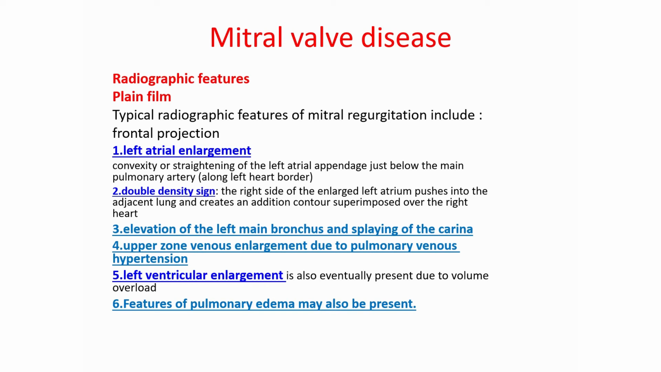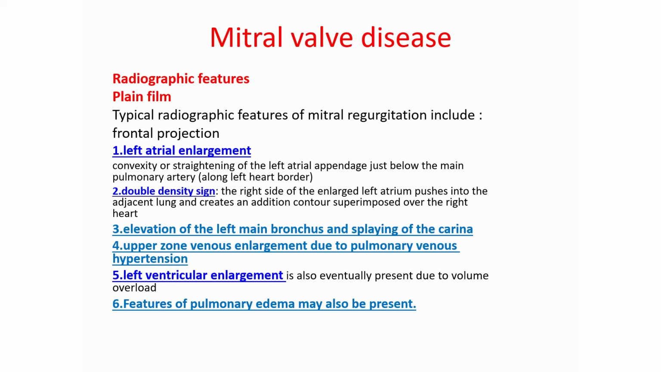On a typical radiograph, the features of mitral regurgitation on the frontal projection, I mean by PA, are first, left atrial enlargement. Second, double density sign. Third, elevation of the left main bronchus and splaying of the carina. Fourth, upper zone venous enlargement due to pulmonary venous hypertension. Fifth, left ventricular enlargement. And sixth, features of pulmonary edema may also be present.